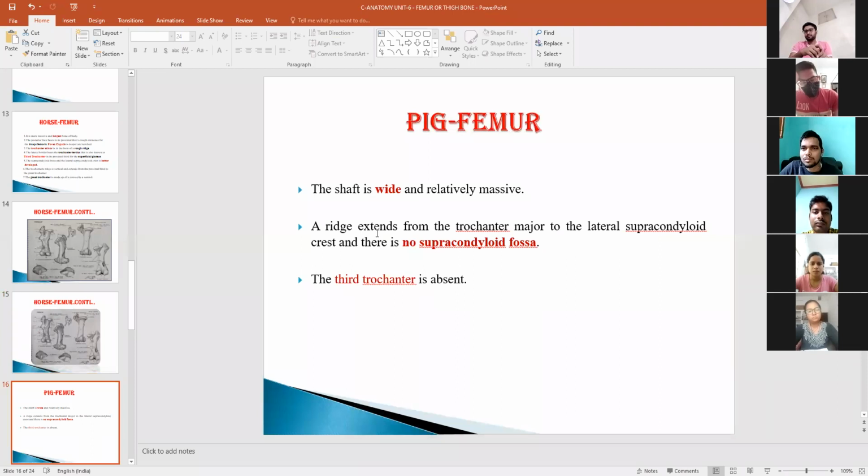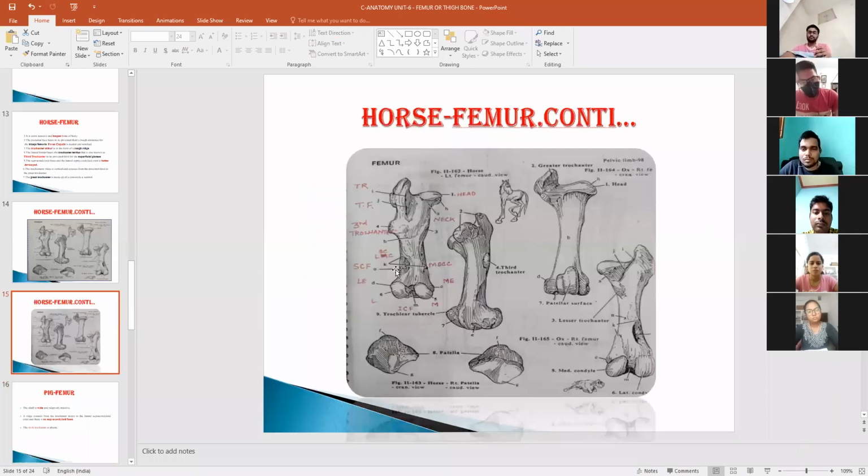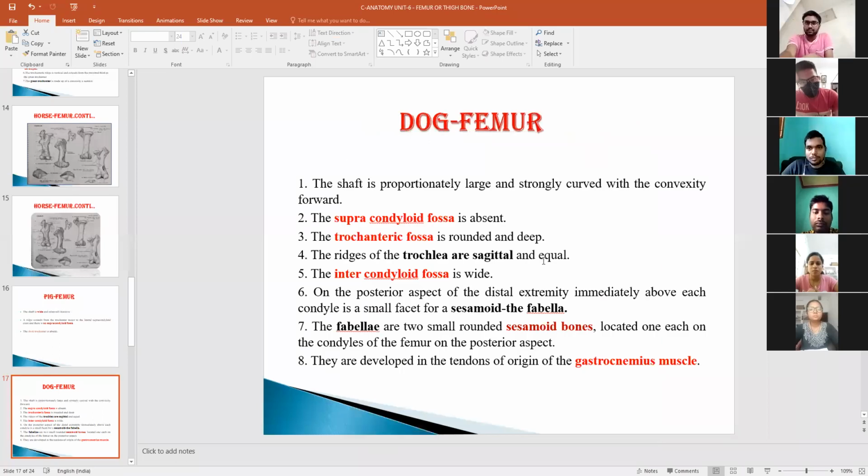Now, in case of the pig, this is wide and relatively massive, and the ridge extending from the trochanter major to the lateral supracondylar crest is not well developed, and there is no supracondylar fossa. These structures are absent in case of the pig. This is the characteristic feature of the femur of the pig.